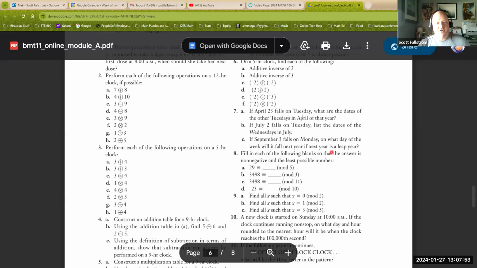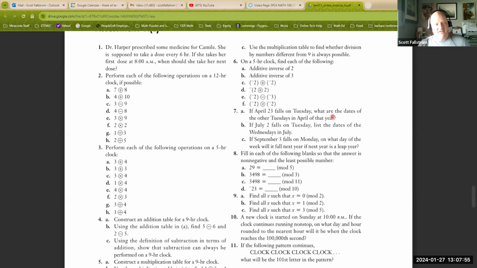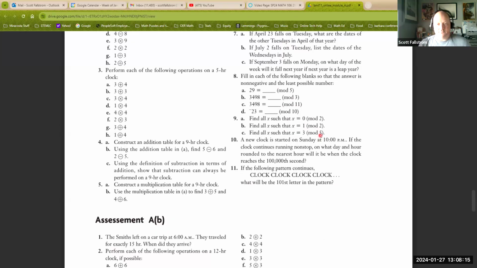Some of the homework questions are about if this day falls here and it's a leap year, what are the dates of the other Tuesdays in April? Well, what do we have? We have leap year ones and non-leap year ones. If you know that it's the 23rd, when are the other Tuesdays? The other Tuesdays are 7 days away. So if you add 7 up and down, you'll find all the other Tuesdays. Arithmetic sequences. There we go. And yes, you could use it here.